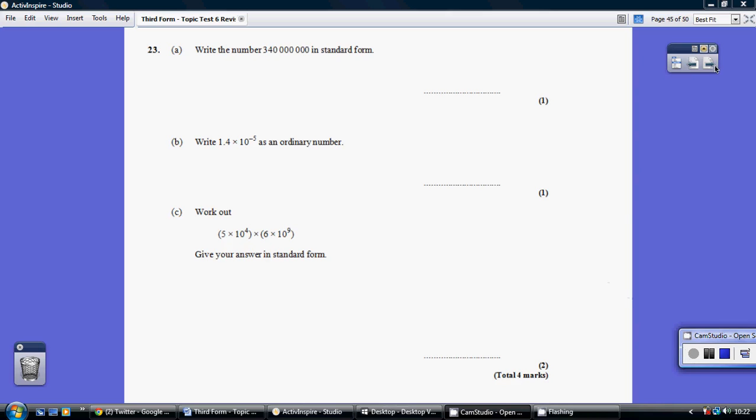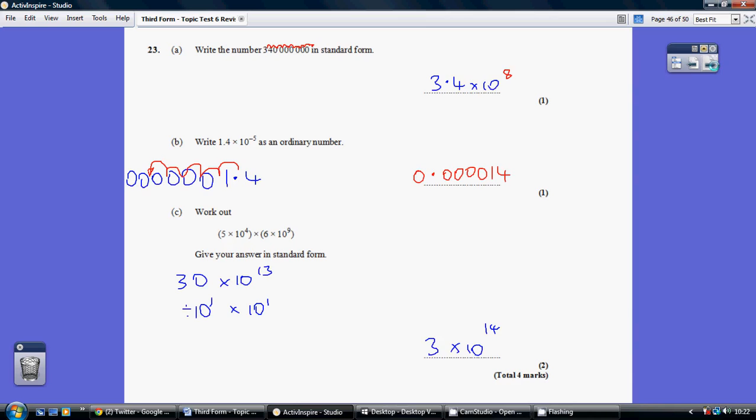Question 23. So similar to before, follow rule 1. The number needs to be between 1 and 10, so 3.4. How do we achieve this? How many hopping along? Well, we hop along 8 gaps, so times 10 to the 8, positive 8, because this is a big number.